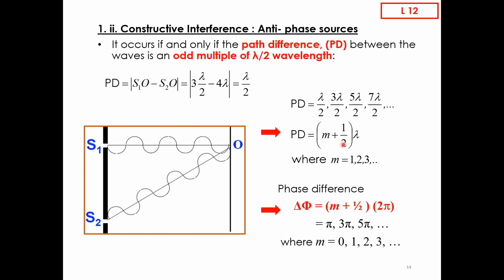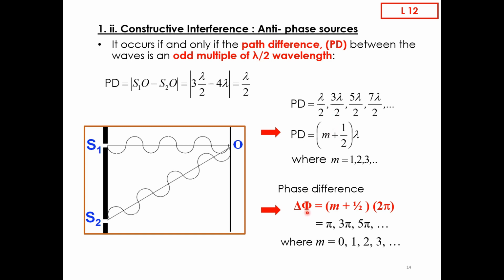Okay, so the formula for the path difference for constructive interference antiphase source. Okay, we have the formula m plus half, times lambda, where order starts with 1, 2, 3. Okay, if order equals 1, the path difference equals lambda over 2. If order equals 2, the answer is path difference 3 over 2 lambda.